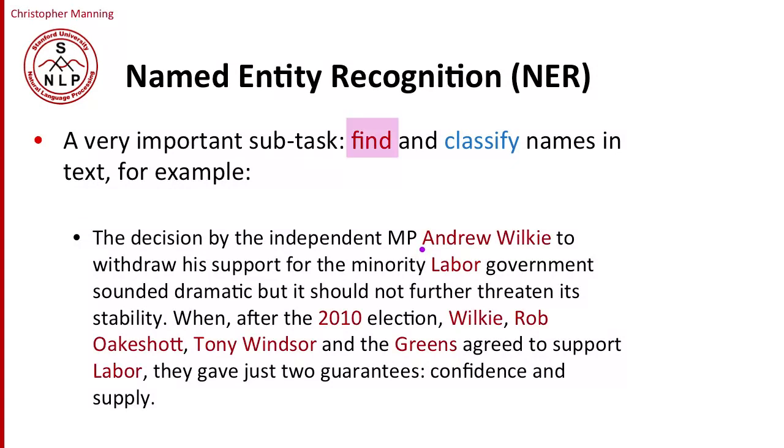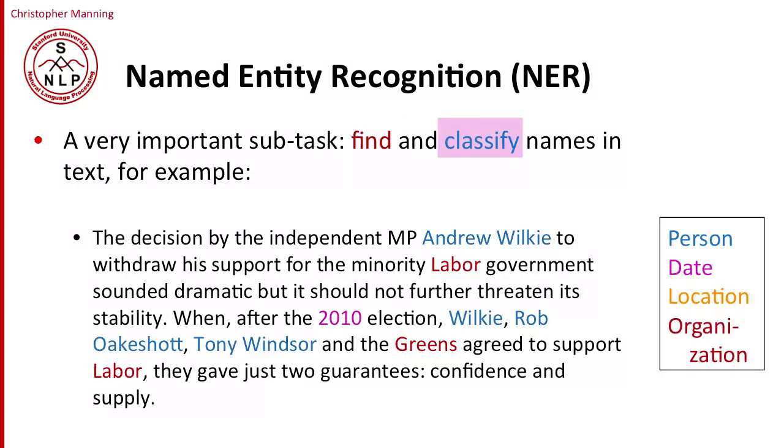So here we've then found a name, and in particular what that means is we're finding the limits of the name. So this one is these two tokens, this name is this one token, and then once we've done that, we're going to classify the names. So we're going to say that this name here is a person name, this here is the name of an organization, this is a date, and then we have a sequence of further person names. Sorry, I guess this one's Rob Okershot and goes across the line break.